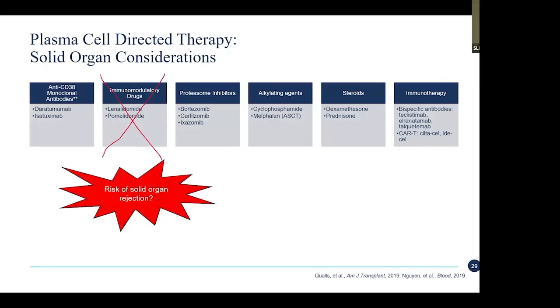One note is that if someone has a solid organ transplant, there is a theoretical concern that immunomodulatory drugs might cause rejection, but it's kind of theoretical because this idea is based a lot on case series and case reports. But because we have so many other drugs in our arsenal, we could use so many other things, so it might as well just not go that route.